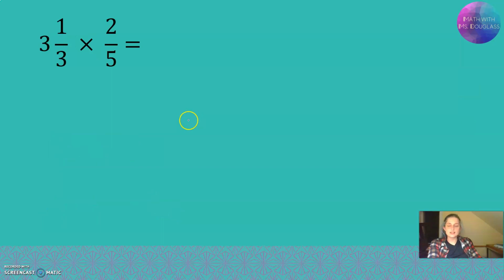We'll talk about it. Last up, if it's a mixed number, you still also have to change that to a fraction. We use my favorite strategy, the Texas method, and we multiply 3 times 3. I draw a little arrow to show me the direction. 3 times 3 is 9.